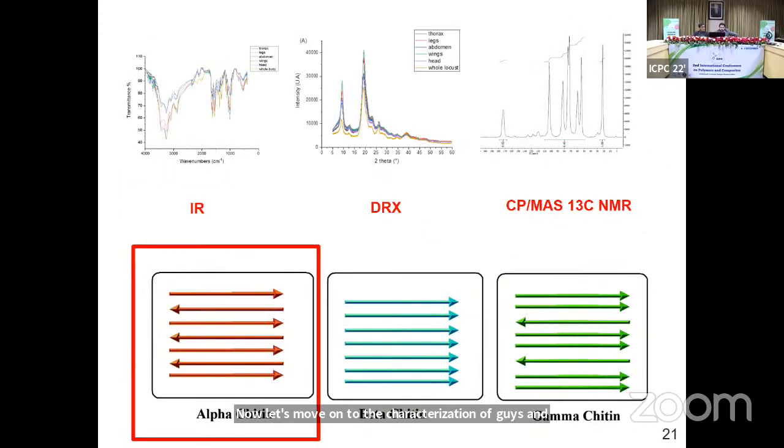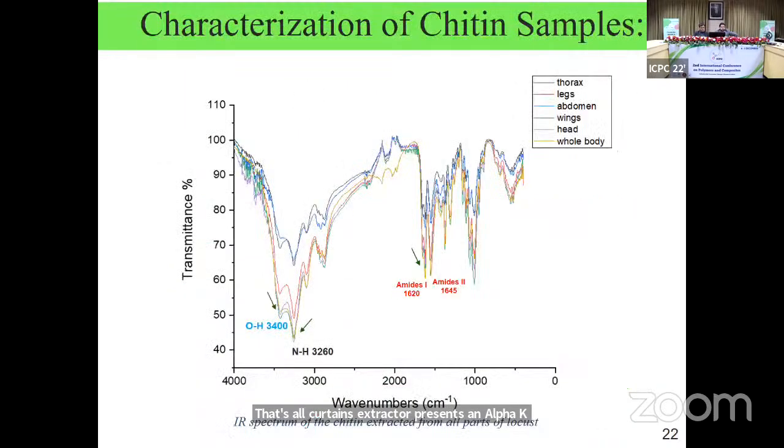We have confirmed by infrared spectroscopy, X-ray diffraction, and CP-MAS NMR that all chitins extracted present an alpha chitin. The infrared spectrum shows the characteristic bands of chitins, in particular the amide I band, which is completely split, contrary to beta chitin, where only one amide I band is observed.